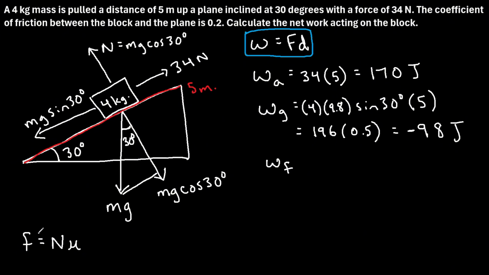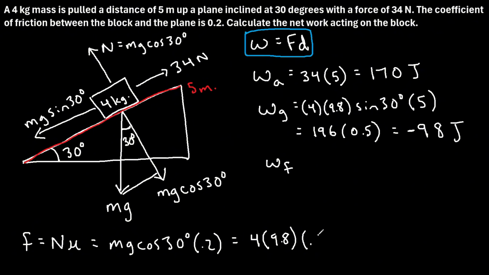So what we find is that the force of friction is going to be equal to the normal force, which is m times g times the cosine of 30 degrees, multiplied by the coefficient of friction, which we're told is 0.2. So this turns out to be m is 4, the magnitude of gravity is 9.8, the cosine of 30 degrees, that's about 0.866 if you punch that into a calculator, and then the coefficient of friction is 0.2. So if you punch all of this into a calculator, this comes out to 6.78944. So that's the force of friction.